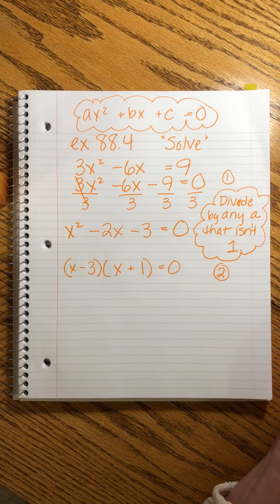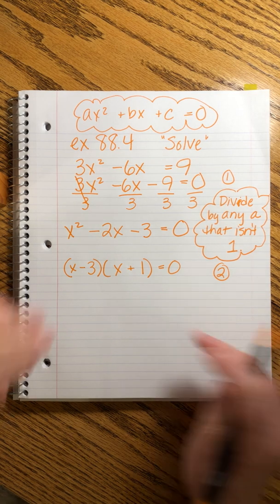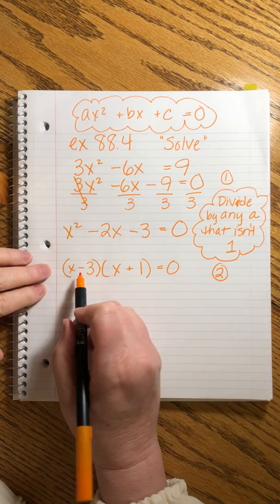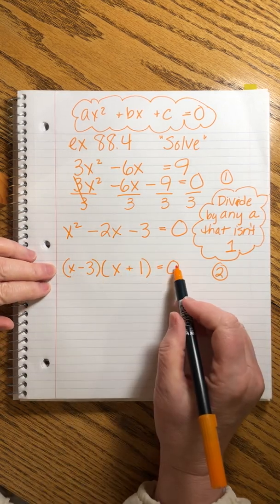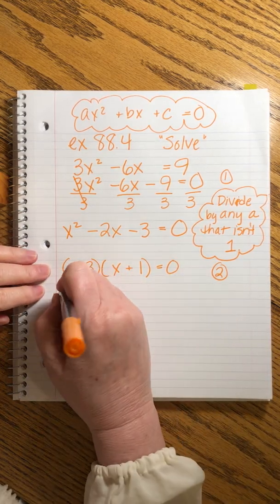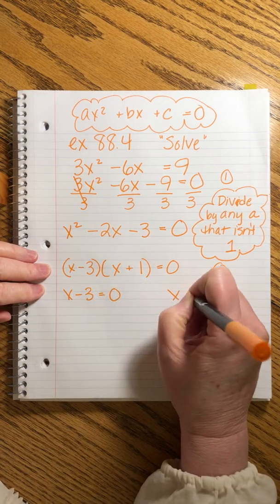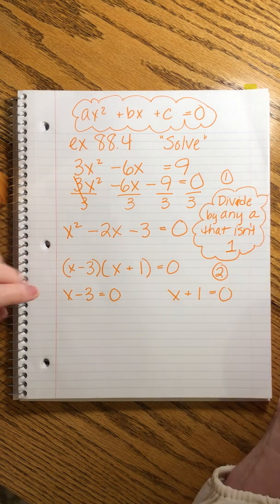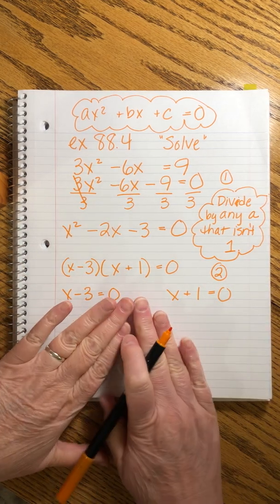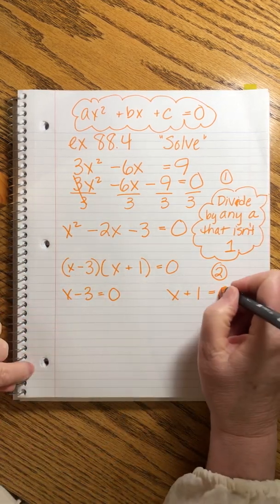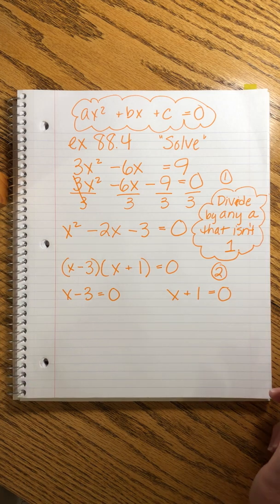Beautiful. And now we are ready to set these up. If these two things multiply to 0, that means either x minus 3 equals 0 or x plus 1 equals 0. This time I did not write the word "or" in between. I just pushed them apart a little bit so that anyone looking at this can see I'm exploring 2 alternatives.